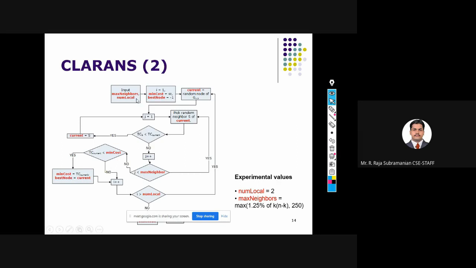So far, what has happened? I fixed four items: num local, the number of iterations; maximum neighbors to form a cluster; minimum cost, fixed to infinity; and best medoid. I didn't select any best medoid, so -1. And randomly, I have selected some k medoids, and I'm going to a new iteration. That iteration starts from j equals 1.